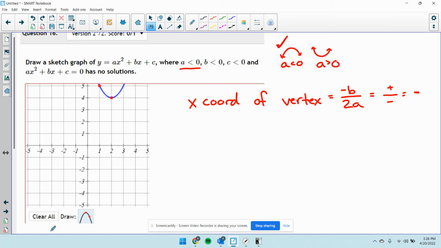The y-intercept is negative, and it does not touch the x-axis. So anything like that would work. Okay, just as long as it's below the x-axis, opening down, vertex is to the left of the origin, you should be good to go.